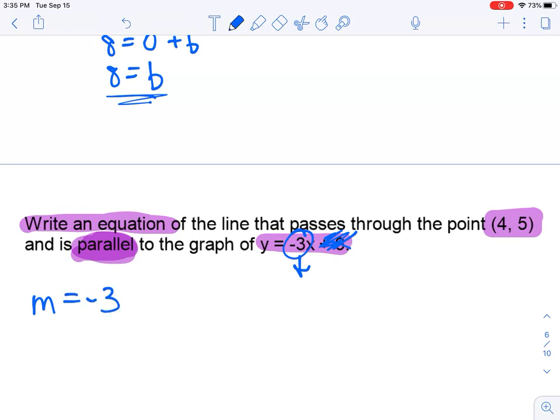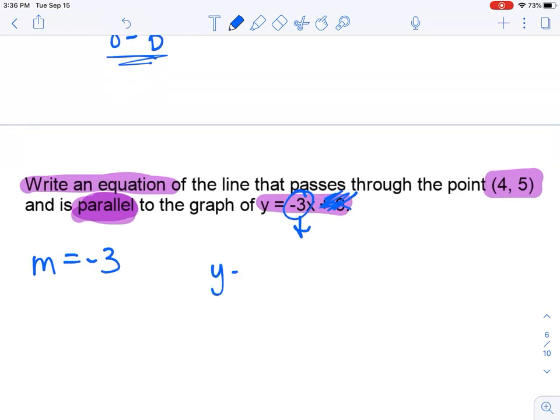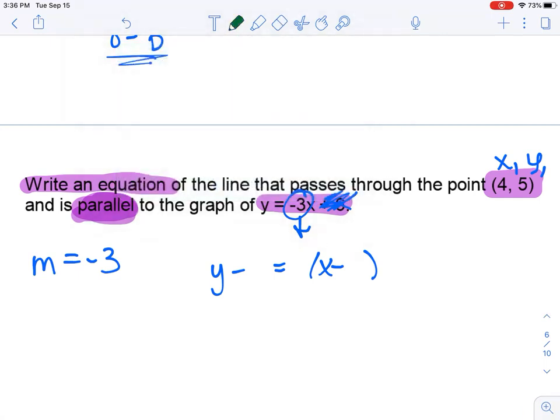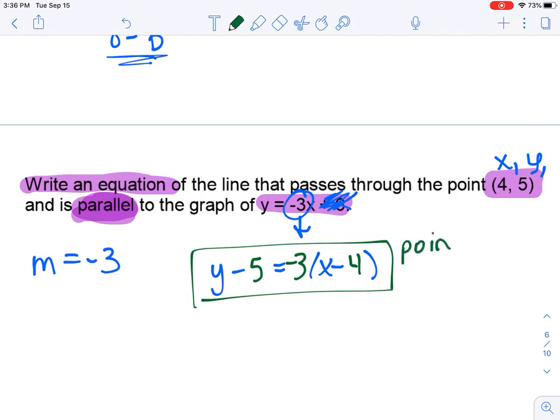So now I'm going to do point slope to start with. Our point slope form is y minus y1 equals m(x minus x1). So I have x1, y1 here. I'm going to plug them in as well as my slope. So x1 is 4, y1 is 5, slope is -3. So this is already done. That is my point slope form.